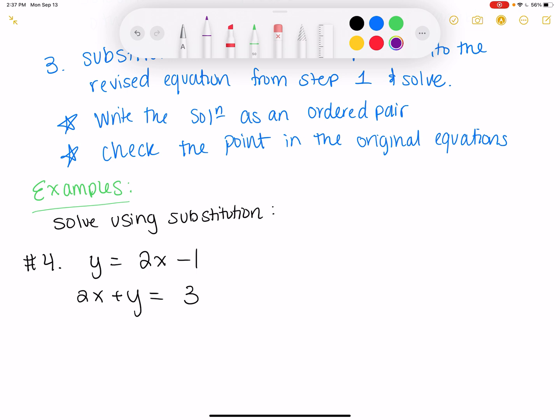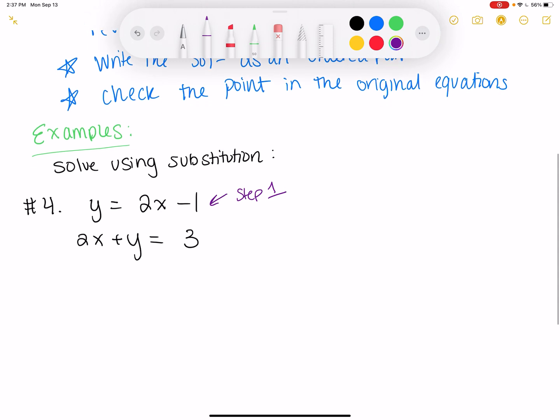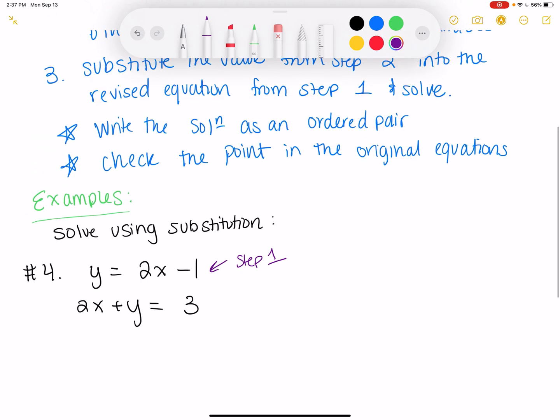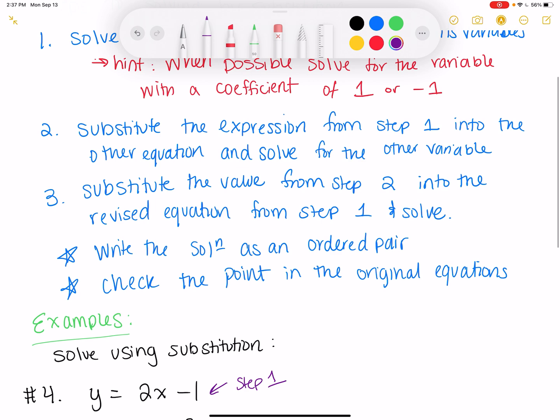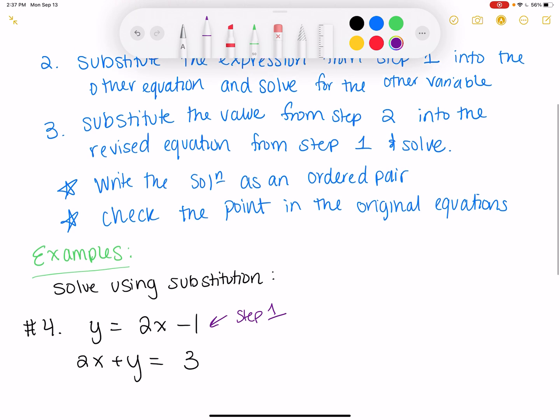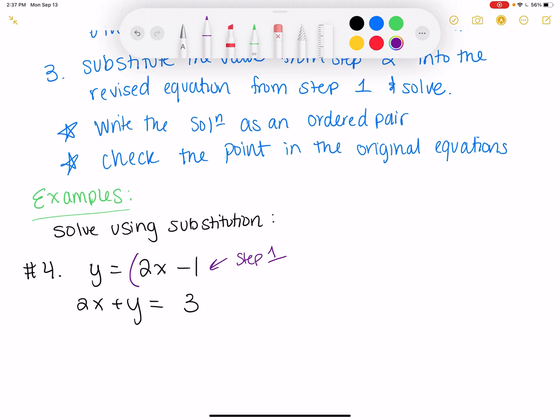Okay, in this case, they have already done step 1 for me. They already took care of that. I don't have to do it. Okay, they won't always do that, but to start out, they did that. Okay, so now step 2 says to substitute the expression from step 1 into the other equation and solve for the other variable. Okay, that's kind of wordy, but basically what it means is take this right here and stick it in wherever y is in this equation.